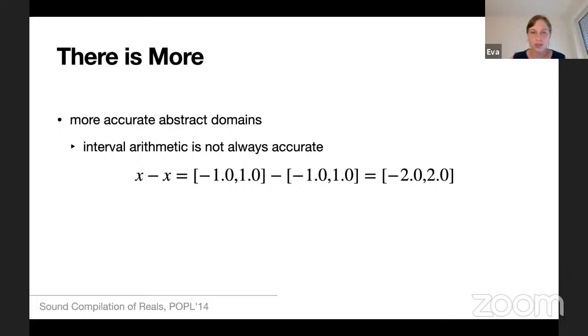So this also suggests a more accurate abstract domain would be one that keeps track of linear correlations, and this would be affine arithmetic, or sometimes also called zonotopes.